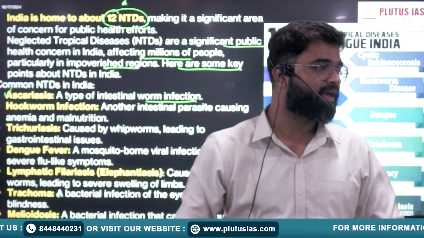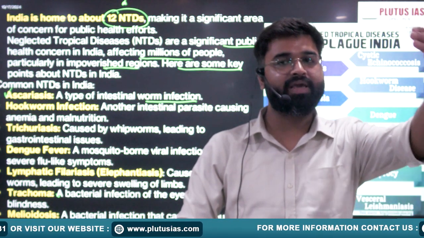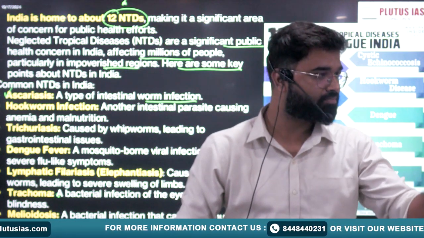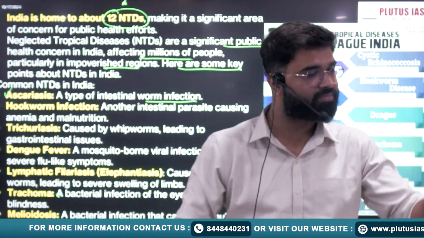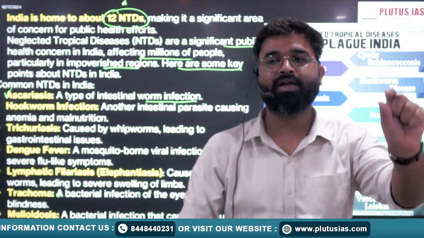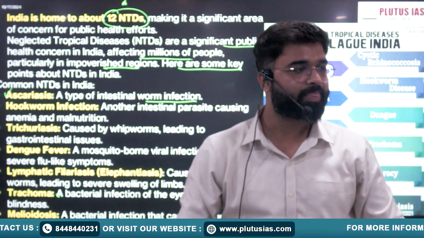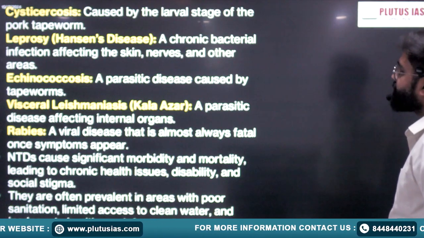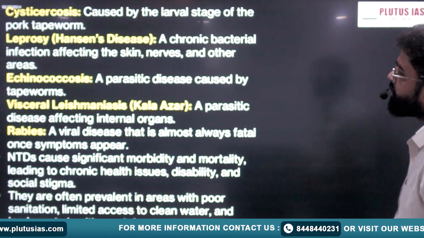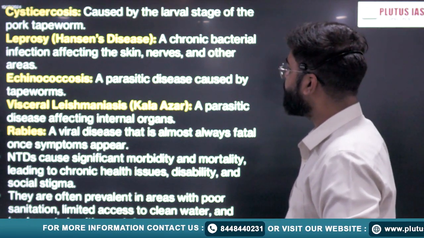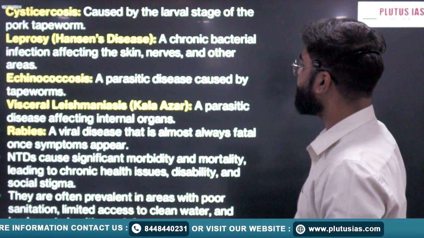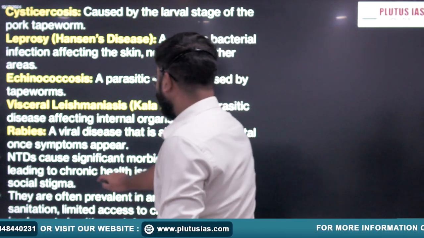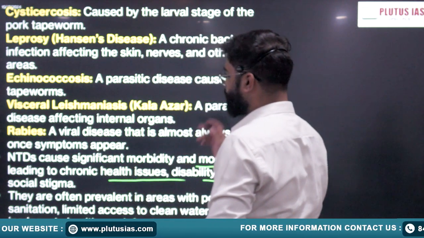Okay, you should remember the names because in prelims they will give you the names out of which you have to eliminate one or two names, that this particular disease is not a neglected tropical disease. Okay, so revise it, do teen baar padhoge to ho jayega. Theek hai, next, leprosy, echinococcosis, visceral leishmaniasis, rabies. NTDs cause significant morbidity and mortality, leading to chronic health issues, disability and social stigma.